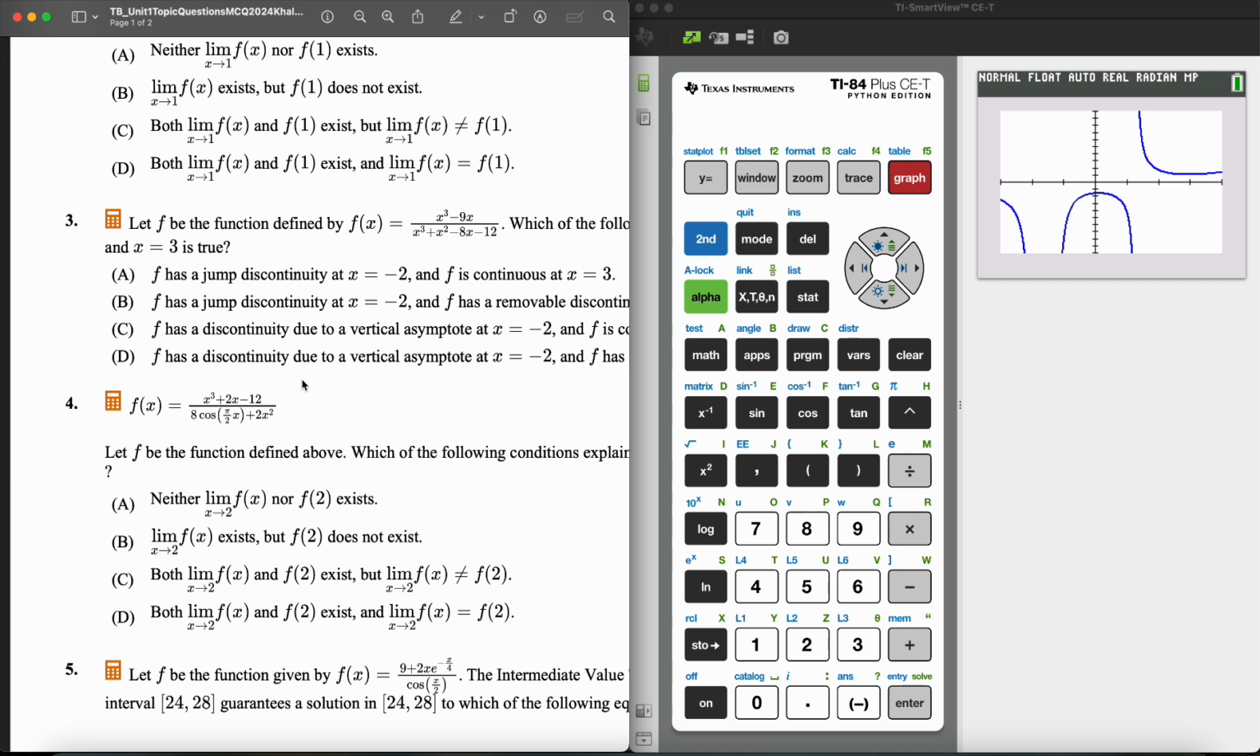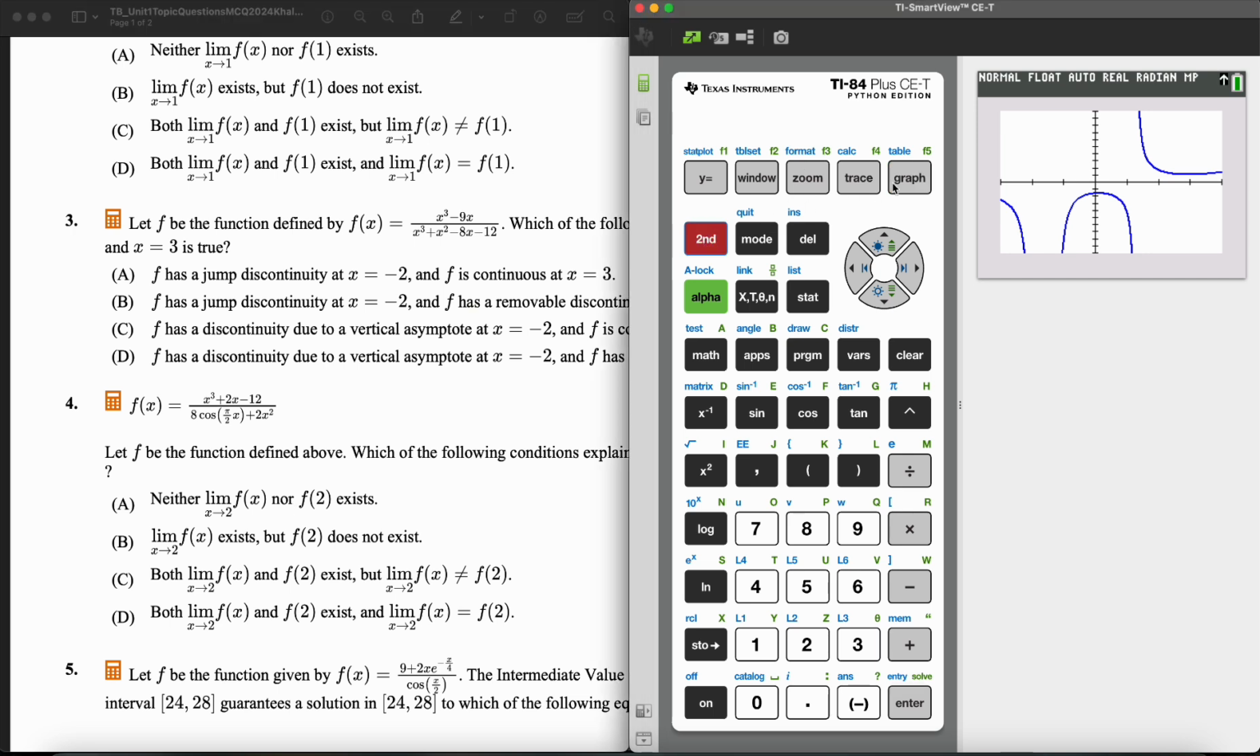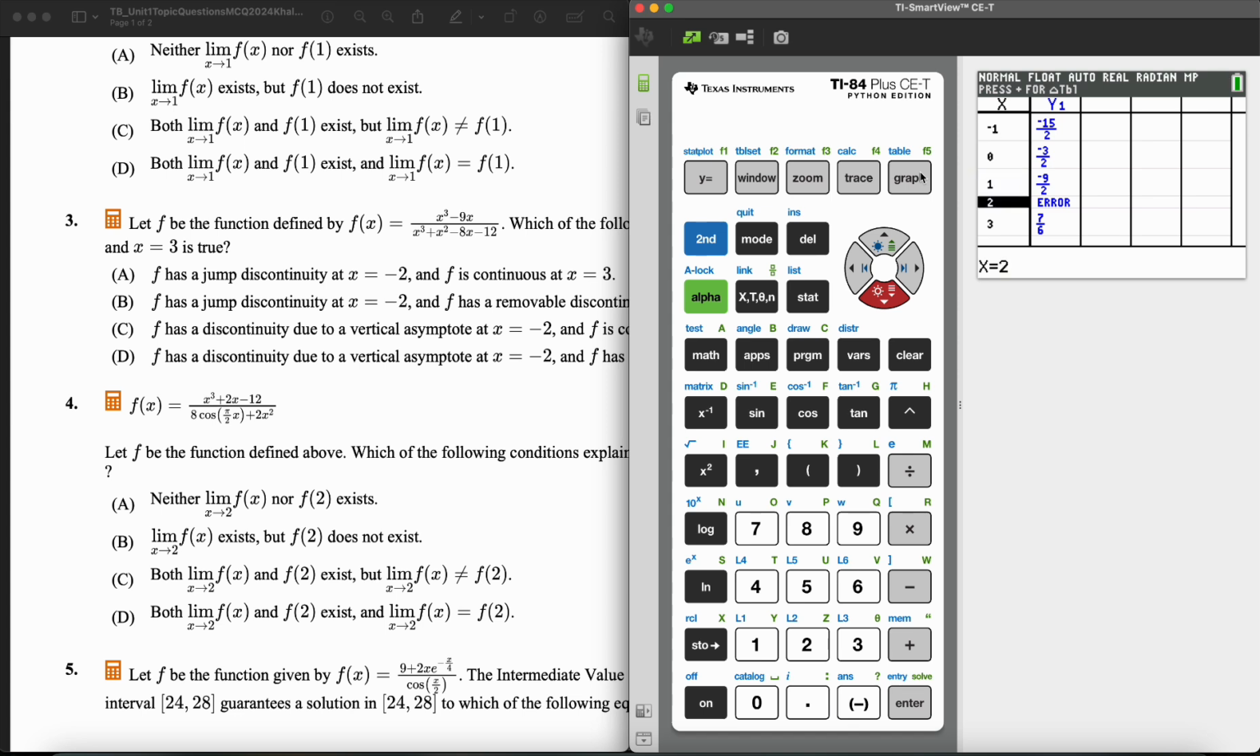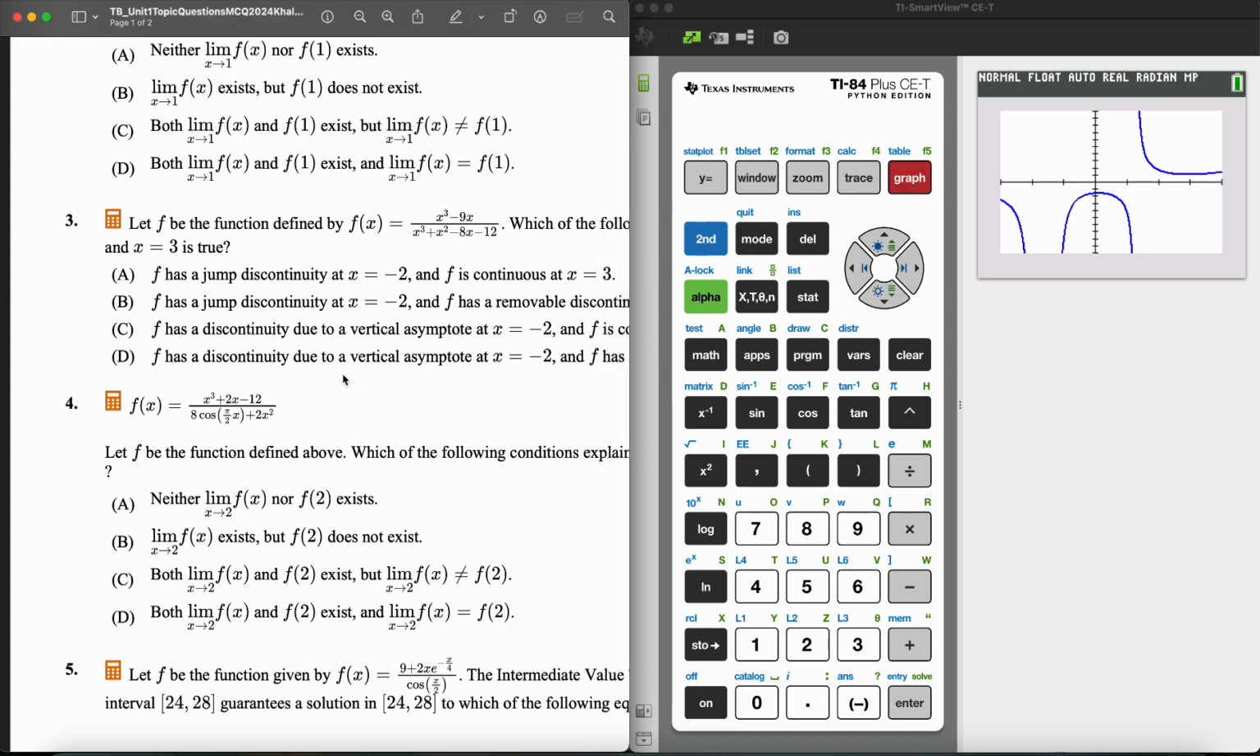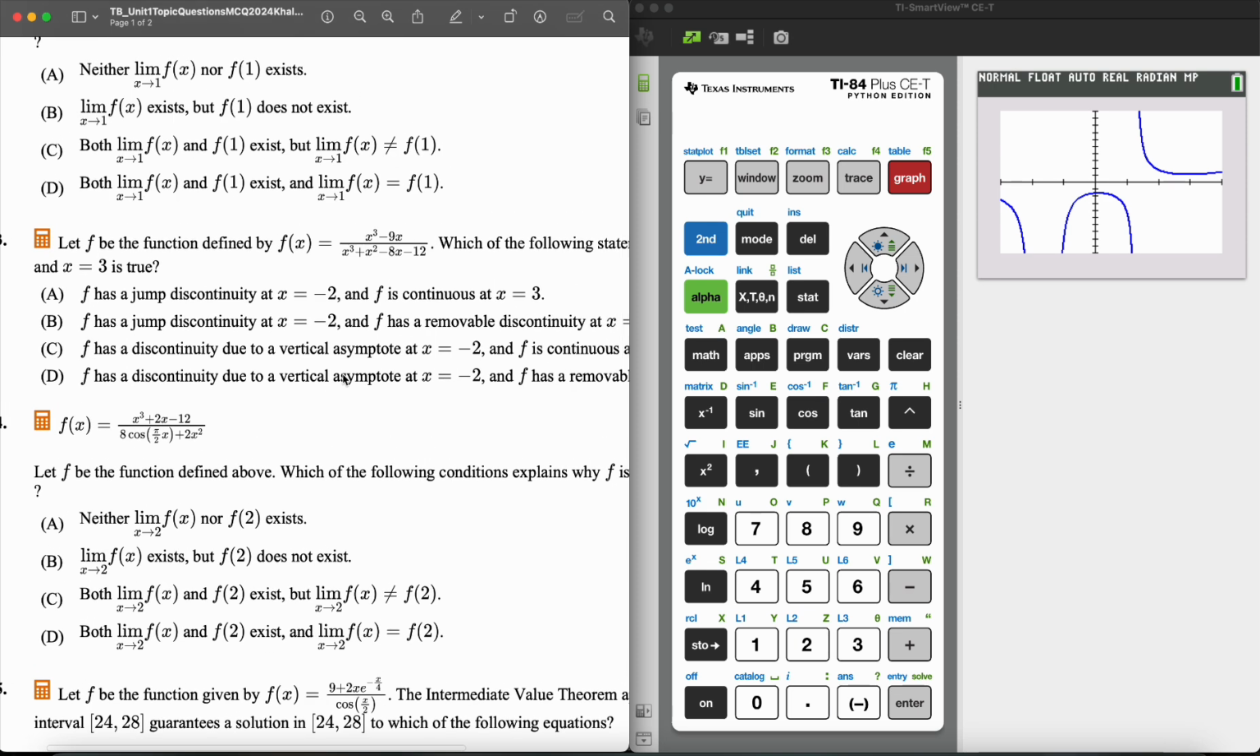Okay. Now, they're saying, does f of 2 exist or not? Again, I could look at my second table, and when x is 2, I have error. Because I have error, that means that my f of 2 does not exist. Okay, my f of 2 does not exist. So that means that the answer is going to be either A or B.